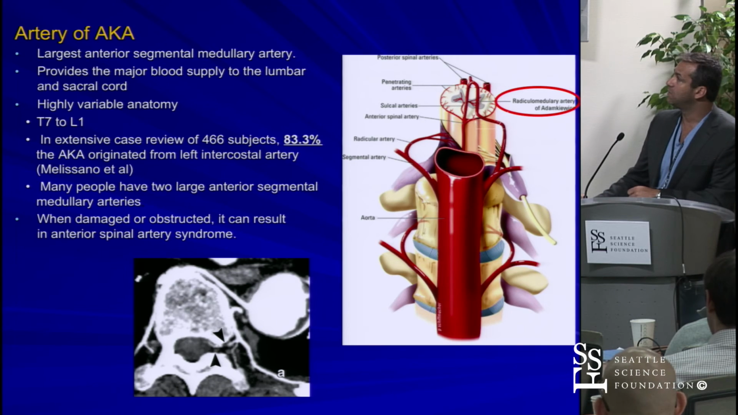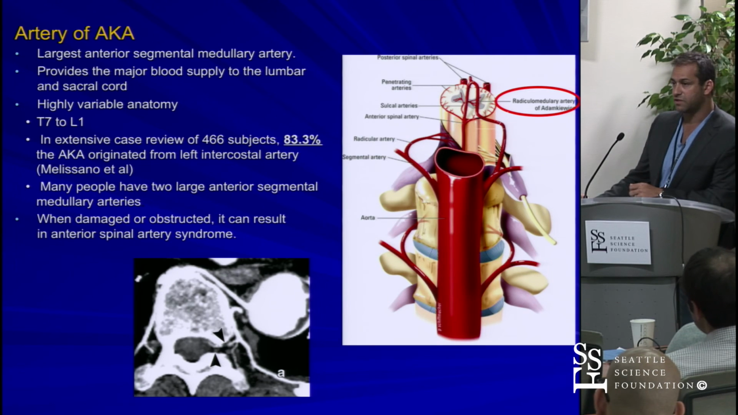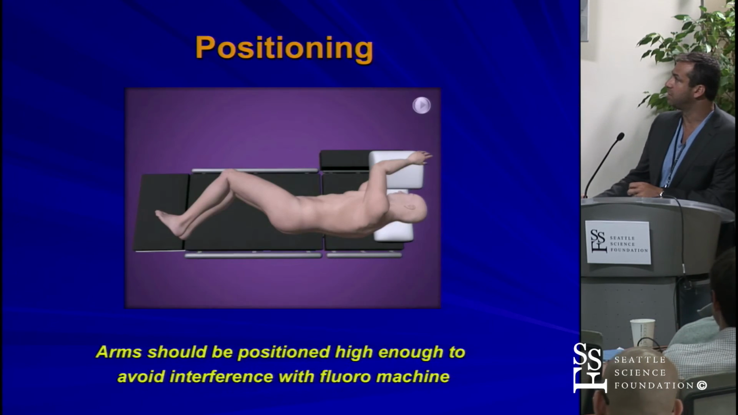The artery of Adamkiewicz, there is some variable anatomy, but the majority of them come off the left intercostal artery. This is what feeds the lumbosacral cord. So injury to the artery of Adamkiewicz can result in anterior spinal artery syndrome, which can leave you with motor loss, bowel and bladder dysfunction, but typically spares sensory, as we know, because that's posterior.